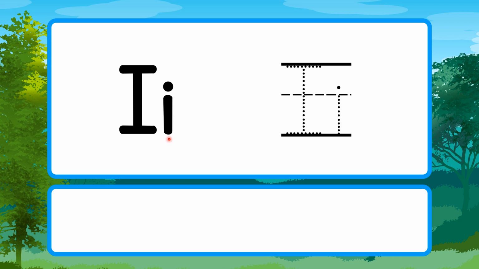Let's write the letter I. Start here, 1, then 2, then 3. Small letter I, start here at the middle, 1, then period.